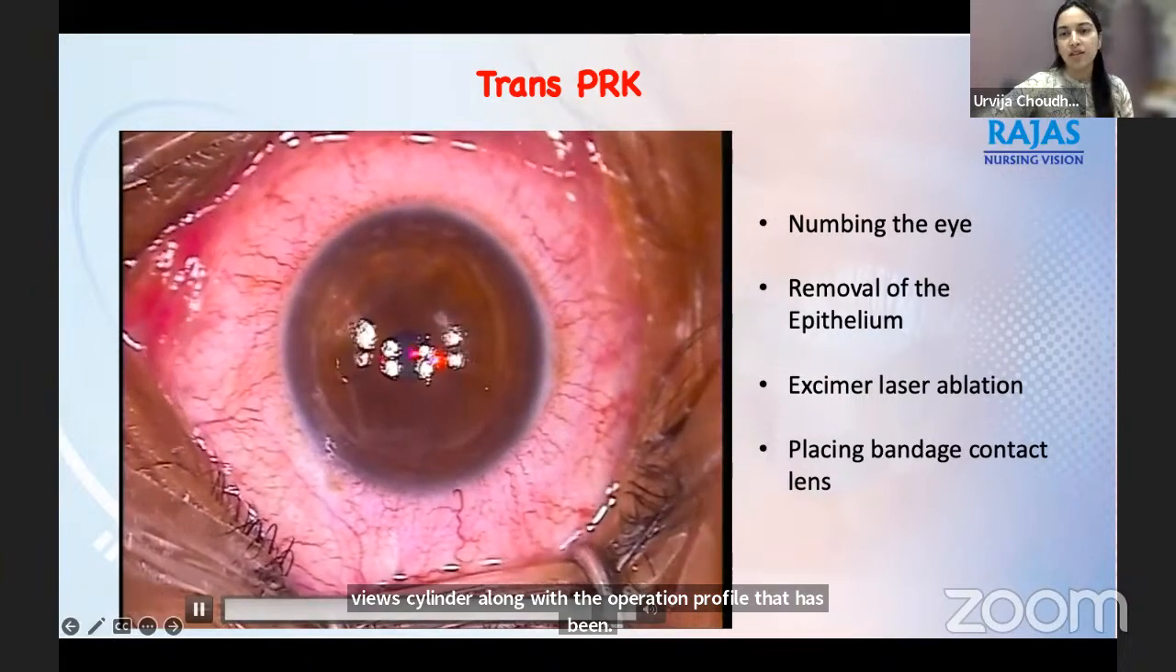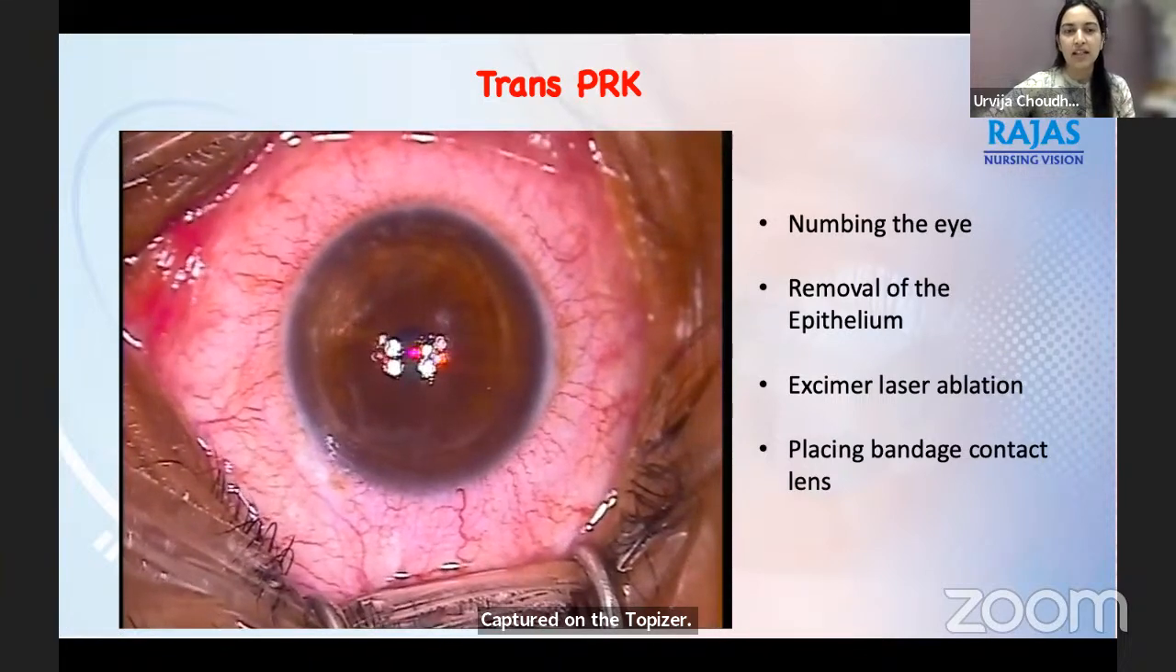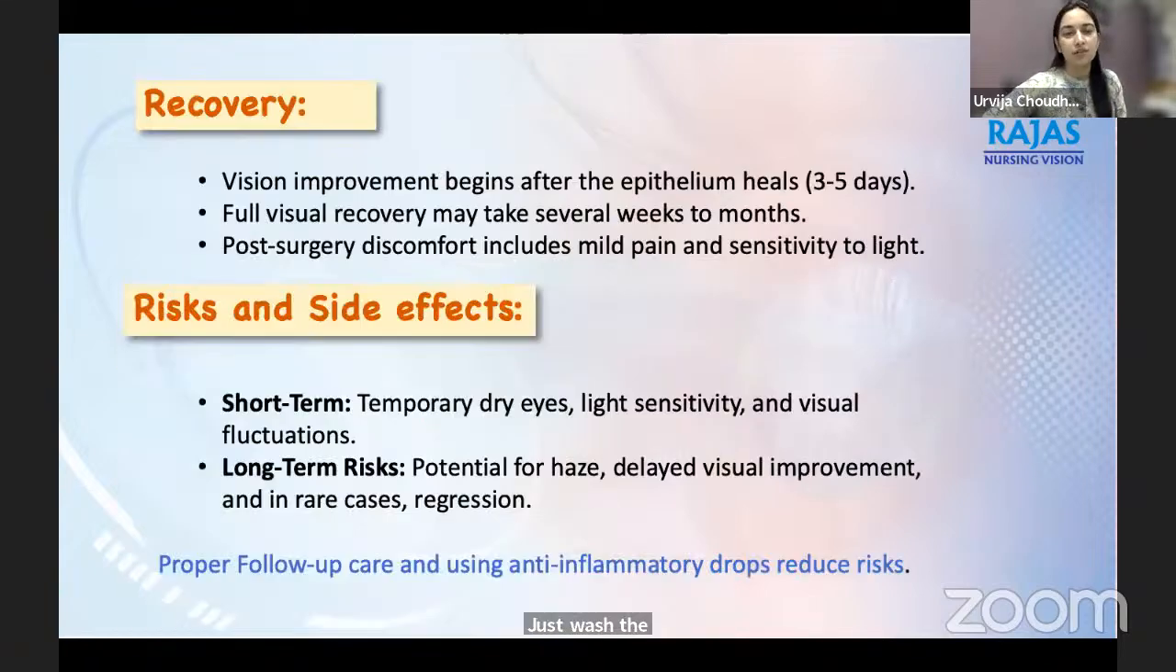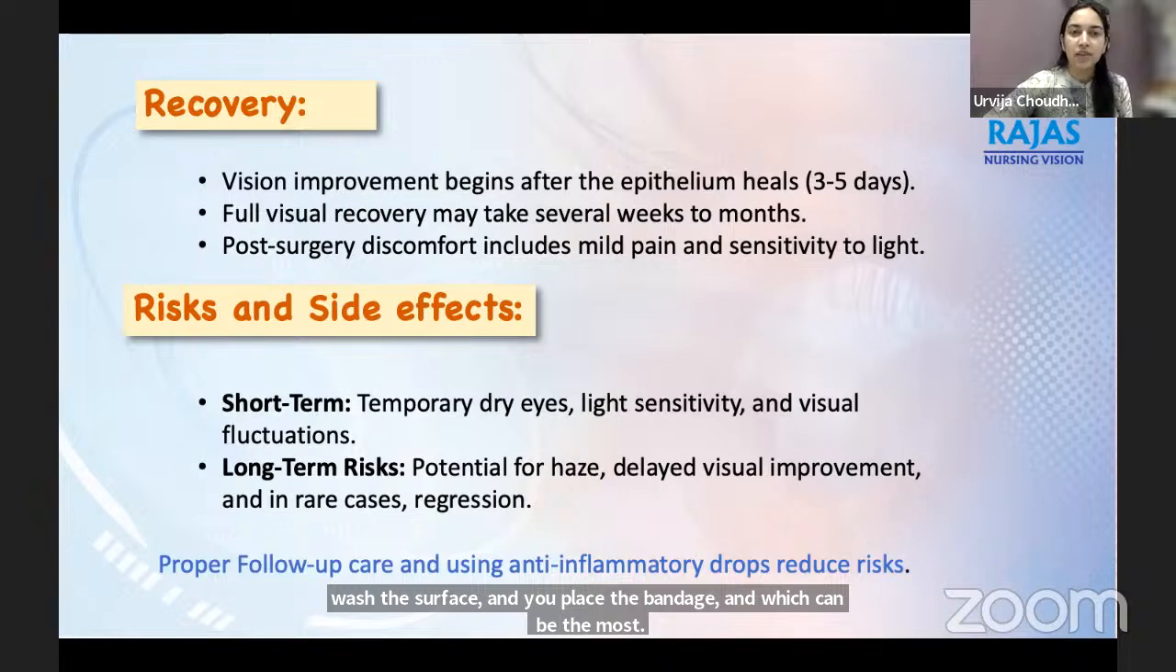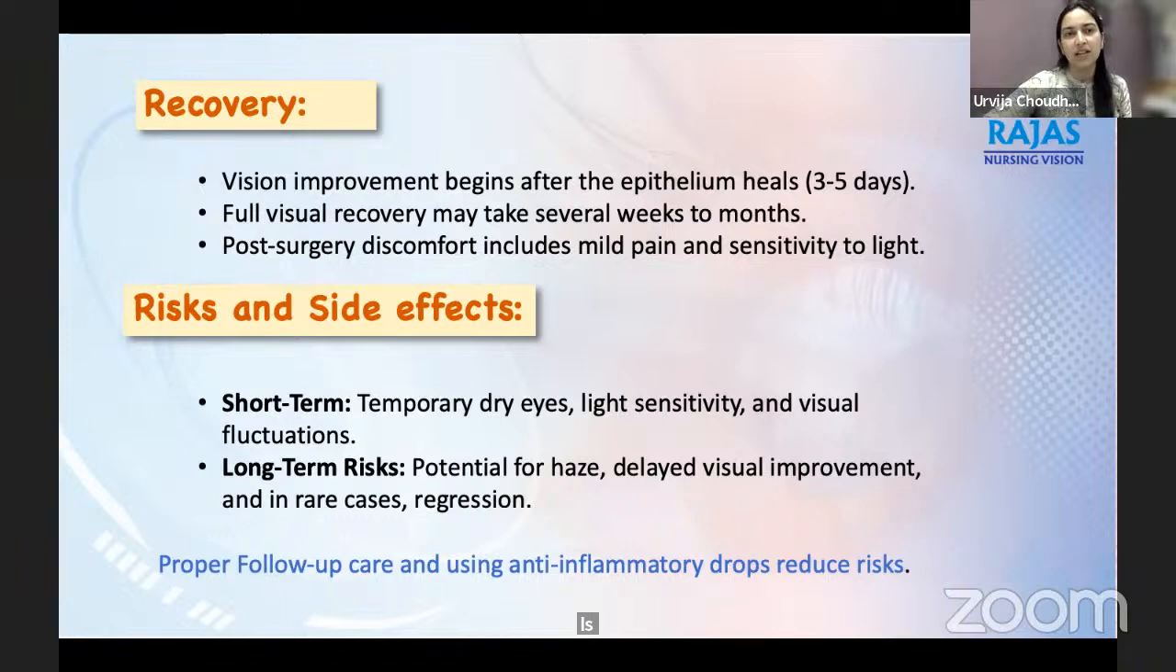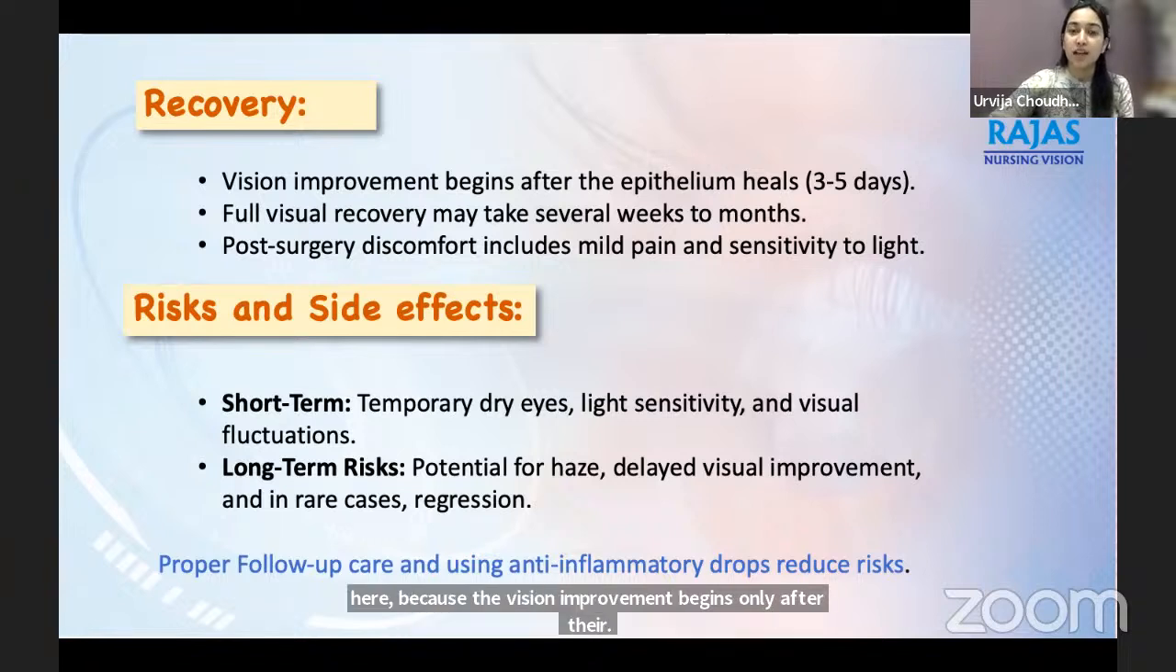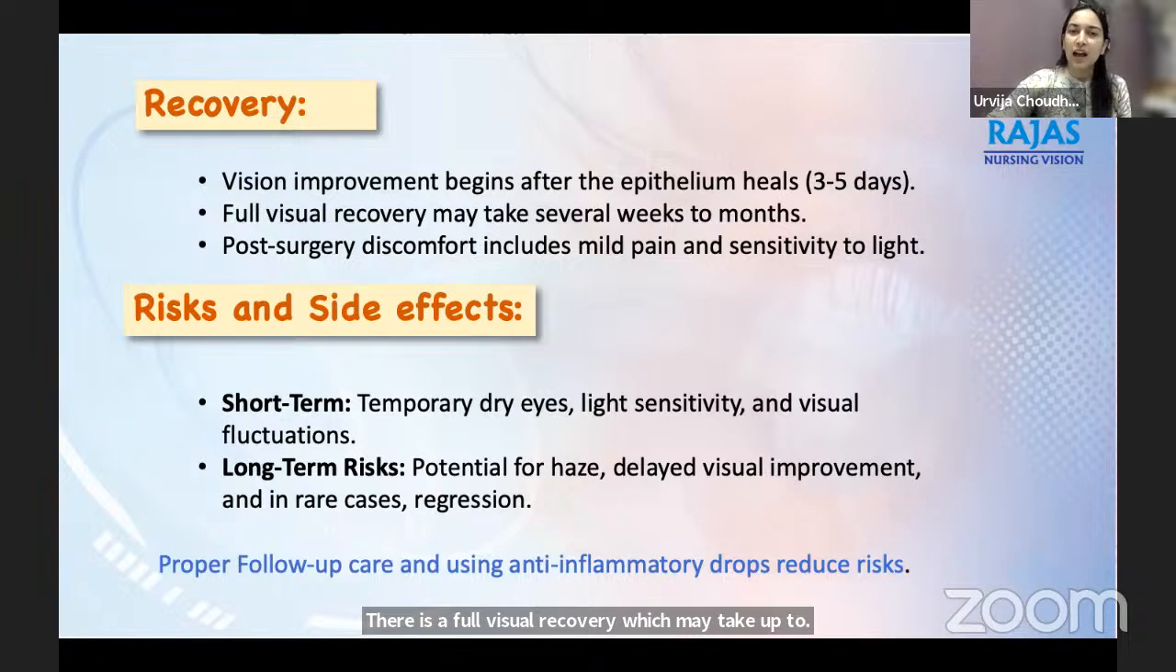You just wash the surface and you place a bandage lens, which can be removed after 3-4 days once the epithelium is healed. So the recovery is a little delayed here, because the vision improvement begins only after the epithelium is completely healed. There is a full visual recovery which may take up to weeks to months, and the post-surgery discomfort is more than LASIK. Like, the patient does feel pain and sensitivity to light.